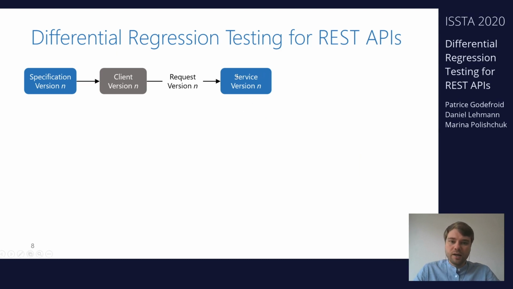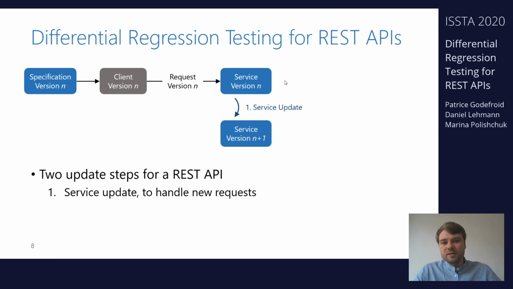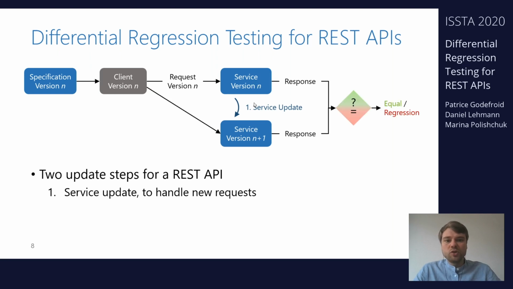And what you see here are, again, the two components, the service and the specification, both of the old version N. And then the first update step happens, namely of the service component. So that means a new service is now online, and this new service is able to handle, for example, new requests or supply new features. And then we can do differential testing between the responses of the two different service versions on the same requests coming from the old specification. And then if there's a difference in the responses, we can potentially find a regression in the new service version.